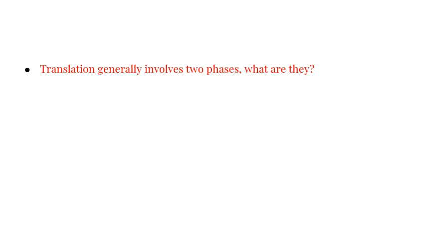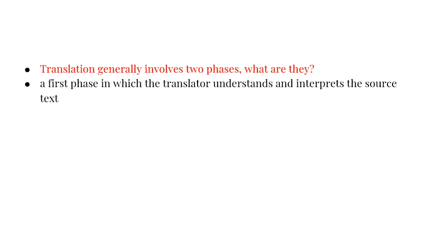So a translation generally involves two phases. What are they? The first phase is the phase in which the translator understands and interprets the source text. Think about this as a translator: you would first read the text and try to understand it. And then a second phase would be in which the translator's interpretation is rendered in the target language.